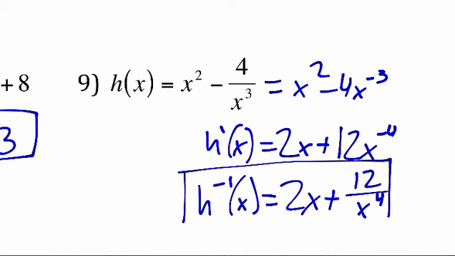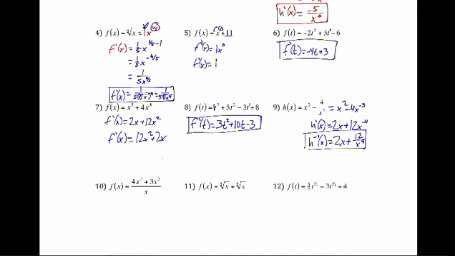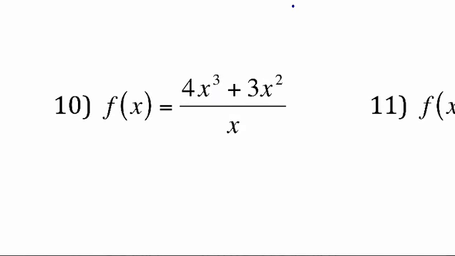Put a box around that one. Couple more here. A little more detailed, but we can do it. Number 10, we got f of x equals 4x to the third plus 3x squared over x.